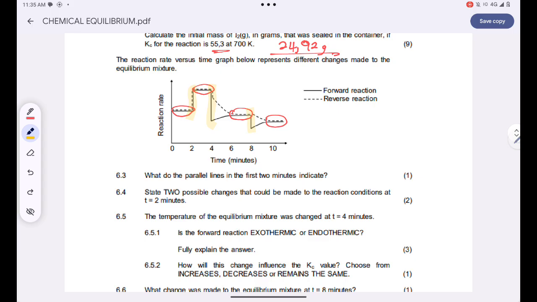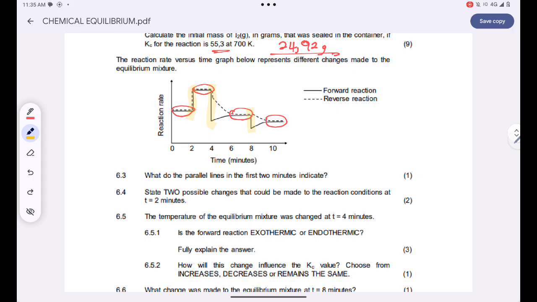Okay, and then now for 6.5, you are told that the temperature of the equilibrium mixture was changed at t equal to 4 minutes. Since there was a change in temperature, it's simple, and I can see that the rate of the reaction decreased. That means my temperature was decreased. Number one. Are you together? And with the decrease in temperature, I can see that the reverse reaction was favored.